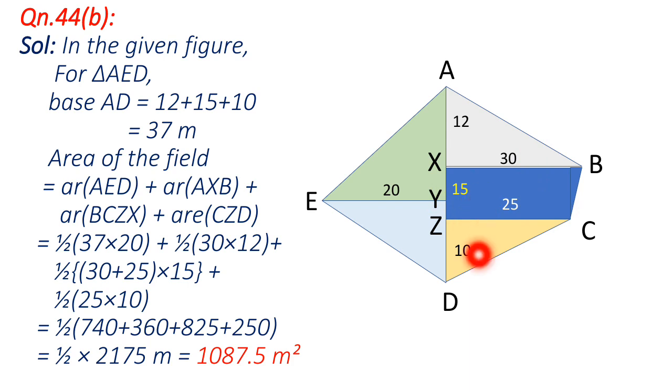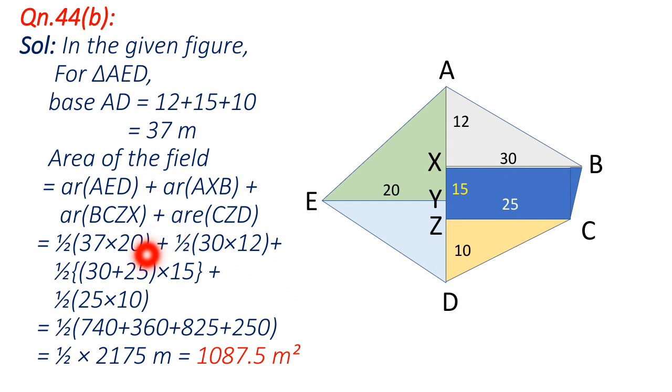And one more, this one is the triangle. If this is a triangle, this is the height and this is the base, we can easily calculate the area. Now we can calculate all the areas. So see, individually the areas are calculated. Here the area of the field: area of AED, that is this bigger triangle, then area of AXB, then area of BCZX, that is the trapezium, and then area of CZD. Here AR means area.